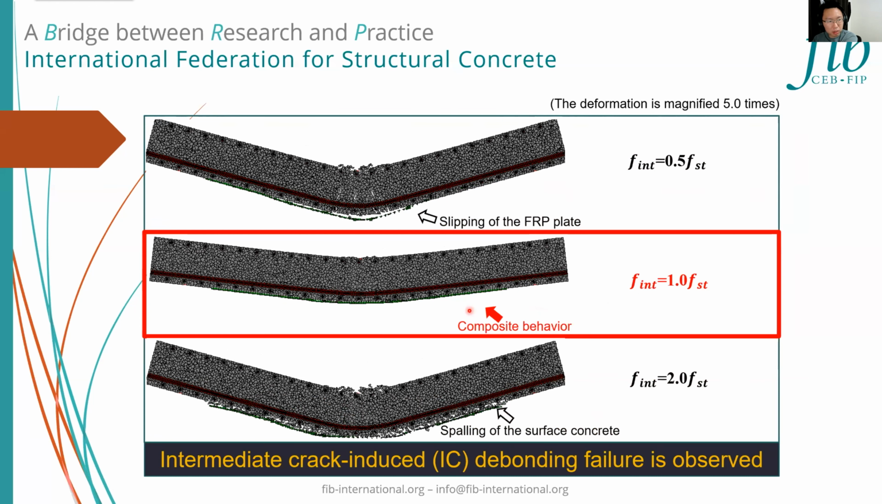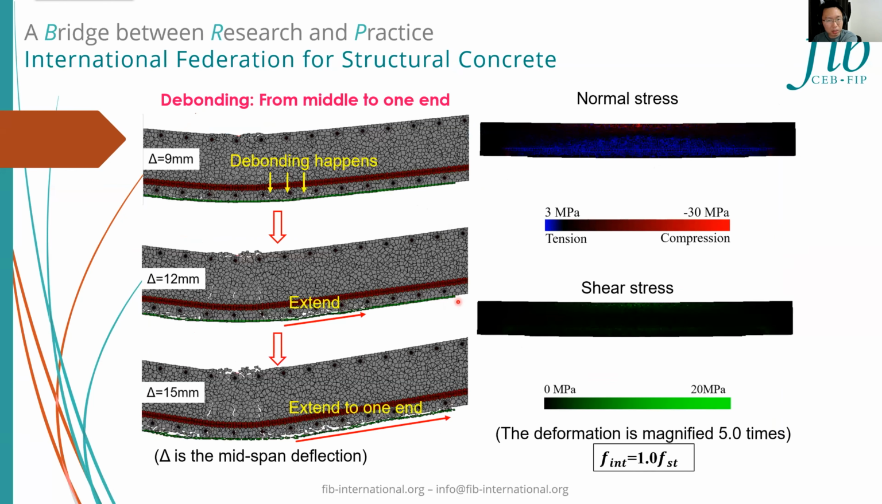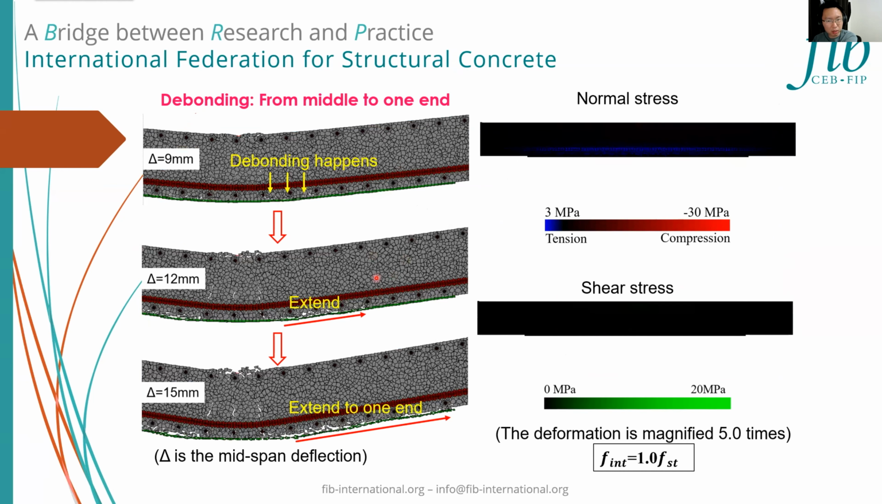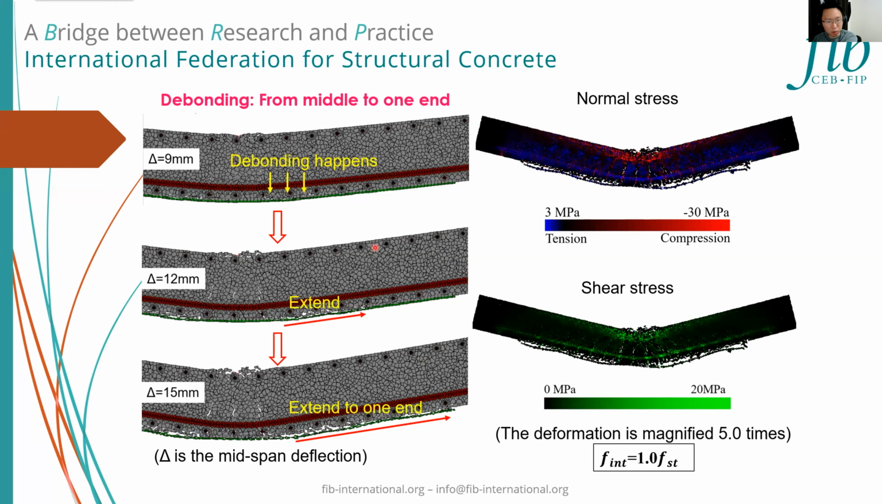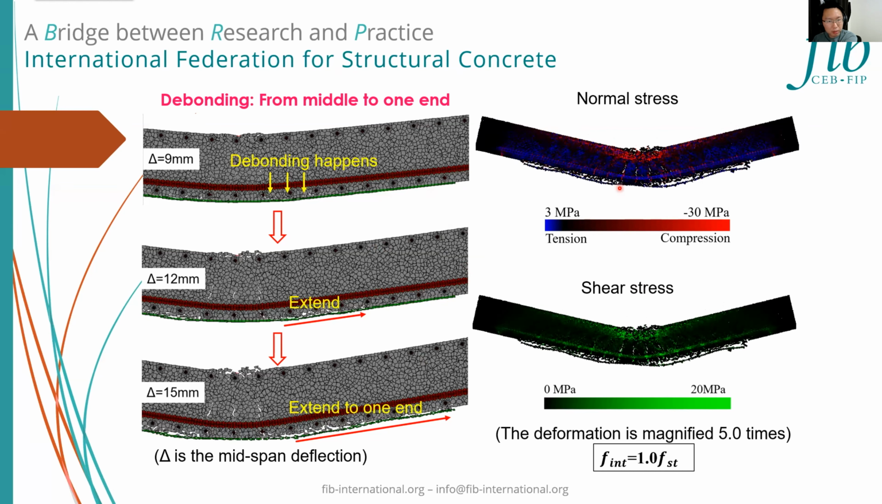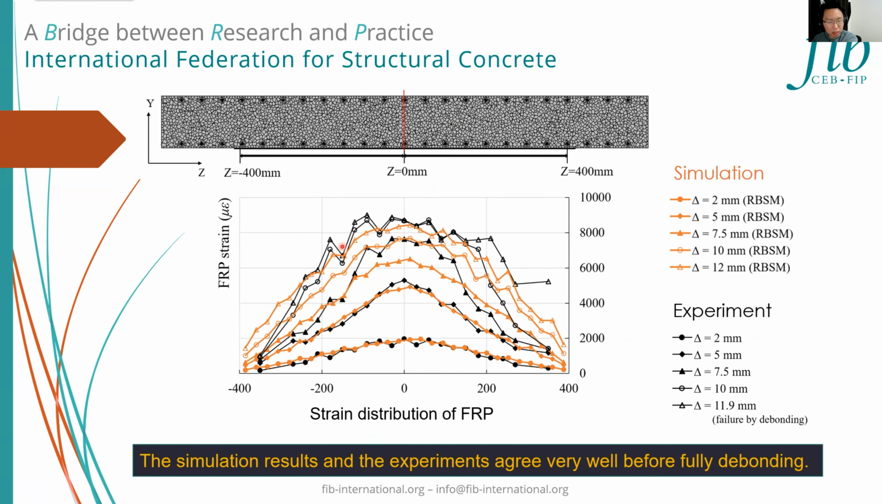And then the stress and strain distribution. The debonding process for the case F interface equal to FST is summarized again on the left. We can simulate this debonding failure in our model, as well as the internal stress condition shown in the movie on the right. Not only the debonding process, but the strain level also agrees with the experiment, according to the strain distribution of the FRP in different loading level. Black line is the experimental result, and the orange line is for the simulation. They agree very well before fully debonding.